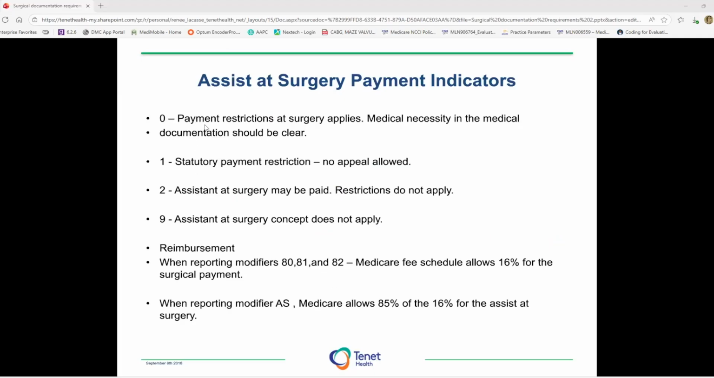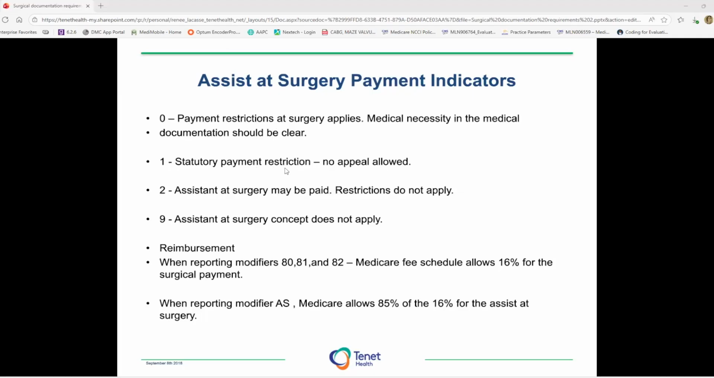If it has a zero, that means medical necessity with zero restrictions, so we do not normally bill out anything with a zero because the documentation has to go above and beyond what a normal assist would do. It's very lengthy and it's very hard to get paid. So Tenet normally goes by when there's a zero payment indicator, we do not bill for an assist.